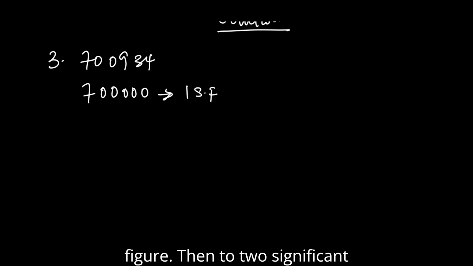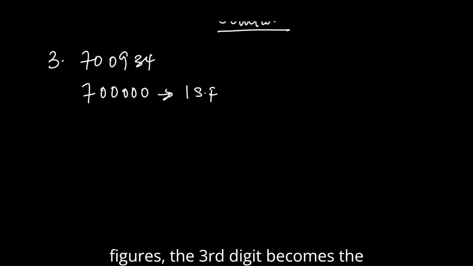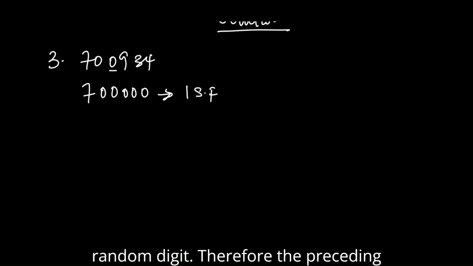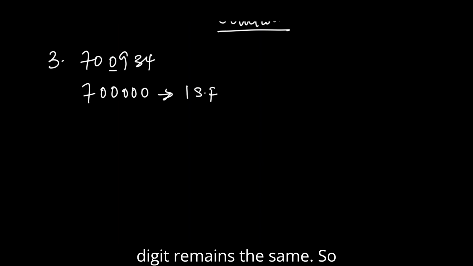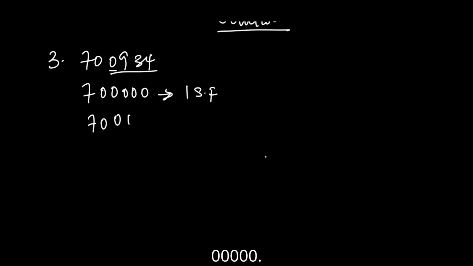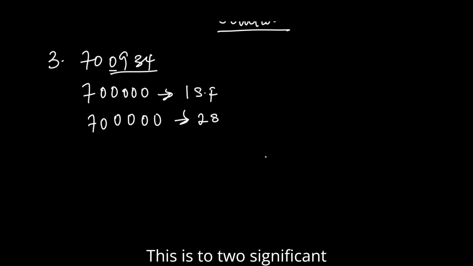Then to two significant figures, the third digit becomes the reference digit. The reference digit is a round down digit, therefore the preceding digit remains the same. So we have 7, 0, and all this becomes 0. 0, 0, 0, 0. This is to two significant figures.